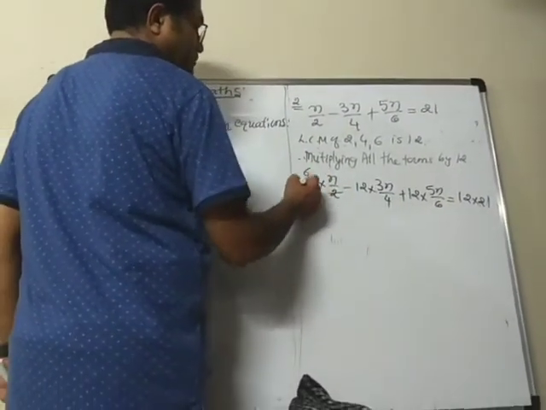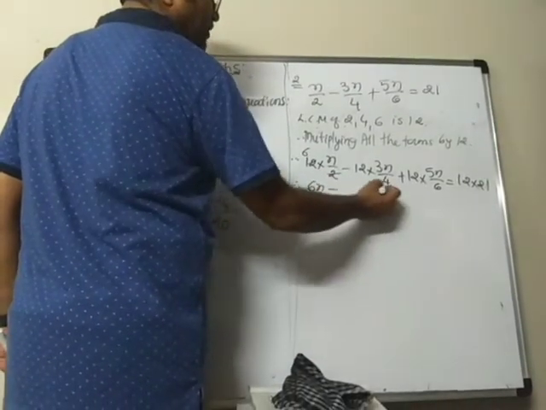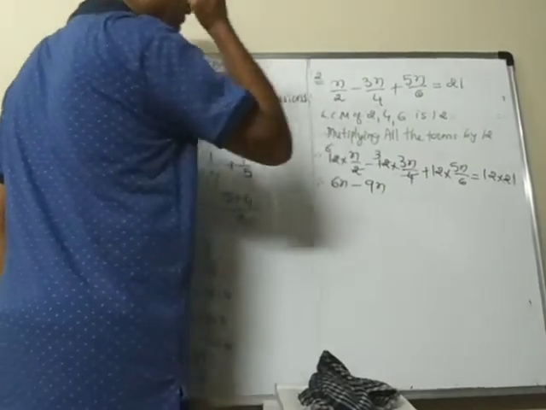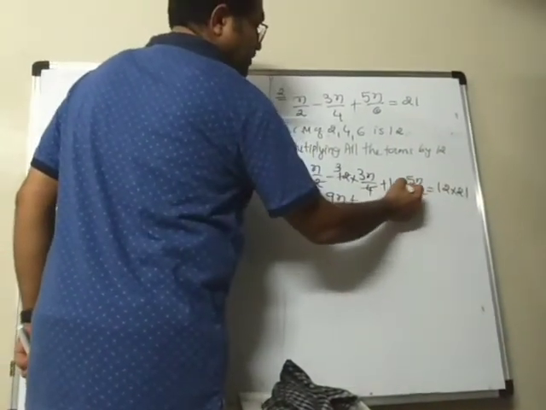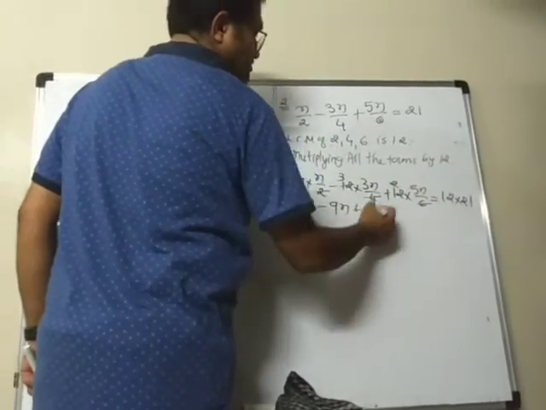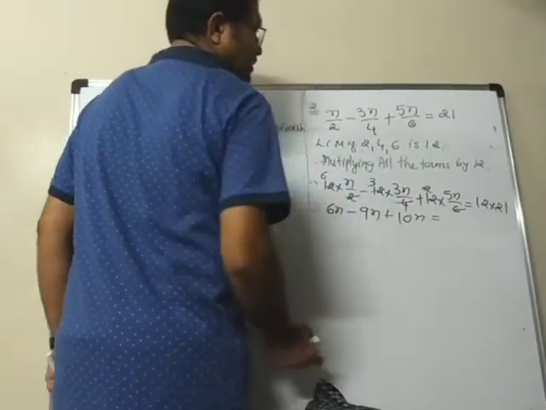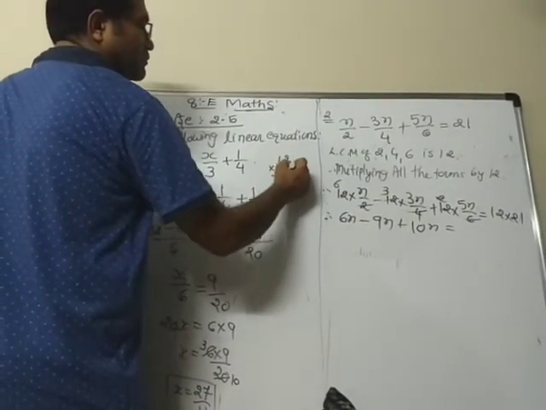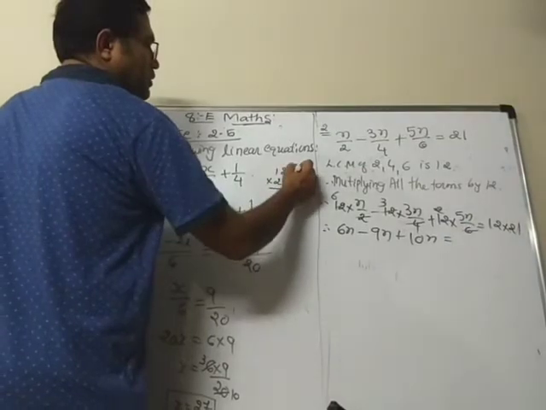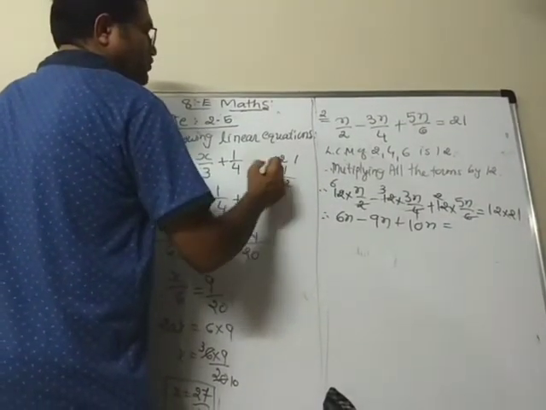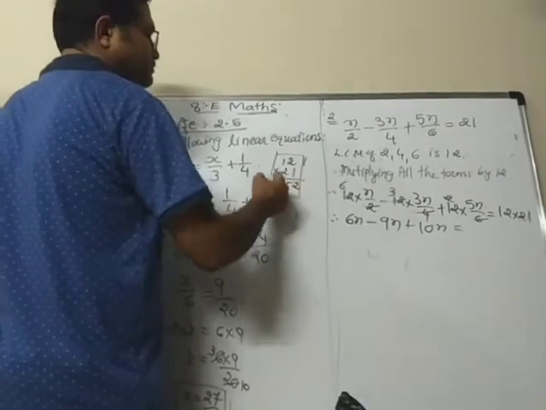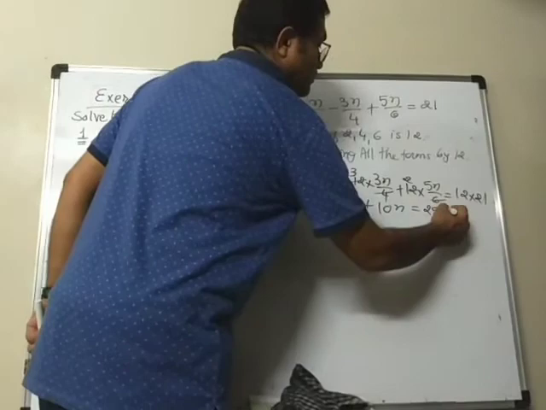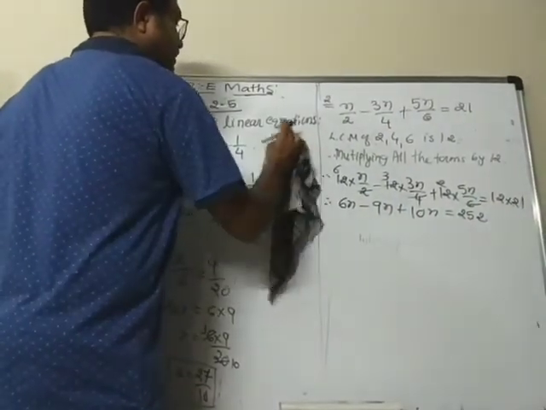2 6s are 12. So we get 6n minus 4 3s are 12, means 3 3s are 9n, plus 6 2s are 12. So 2 5s are 10n. Now 12 multiplied by 21. So it's 252. So now it is simpler.